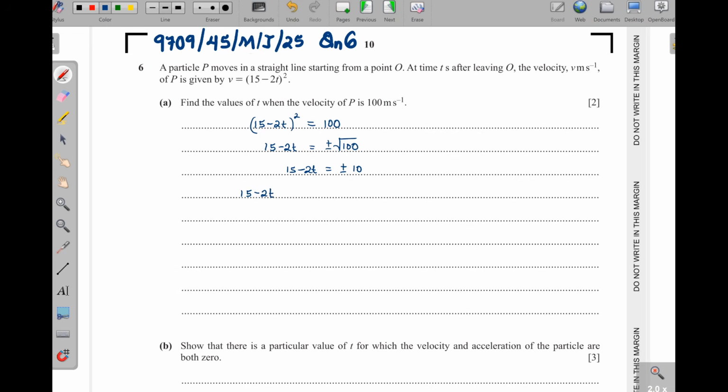Now, I'll use this one. 15 minus 2t is equal to the positive 10, and then 15 minus 2t is equal to the negative 10. So 15 here minus 10 then is equal to 2t. If you take this one here and then this one this side, we are making t the subject. So here t will be equal to 5 over 2. As simple as that. And then here we shall have 15 plus 10, which is equal to 2t. And then t here is going to be 25 over 2.